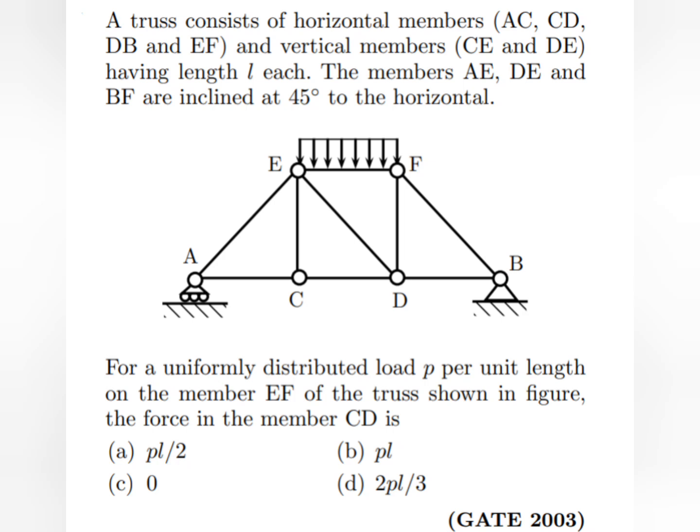It has horizontal members as well as vertical members, and each member has length L, and AE, DE, and BF are inclined at an angle of 45 degrees. Okay, and there's a uniformly distributed load P per unit length acting uniformly along the member EF. So what we are asked is to find the force in the member CD.